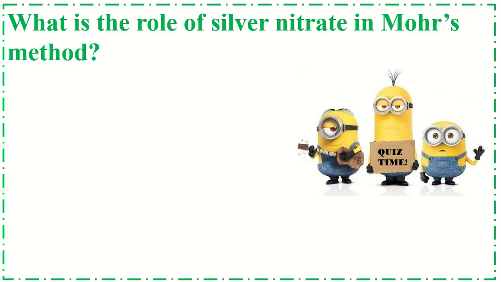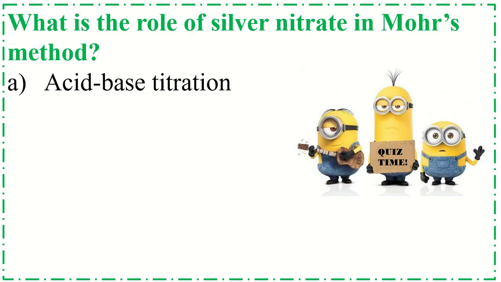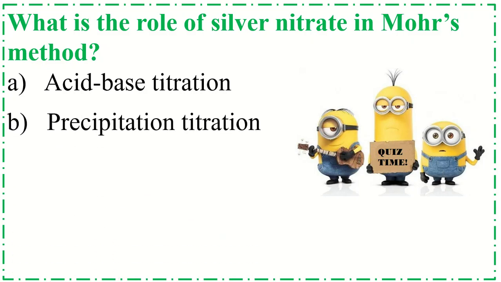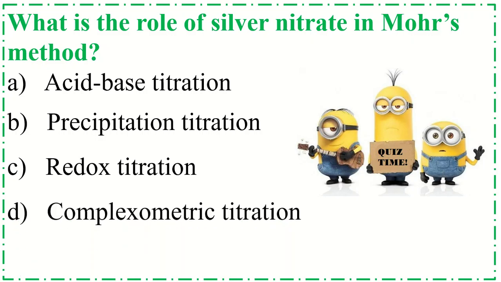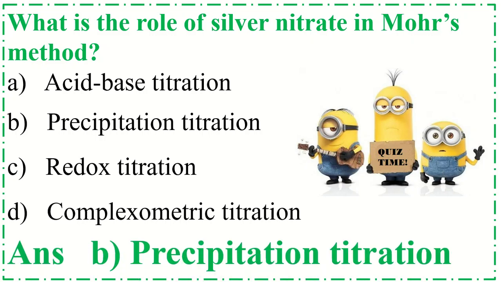What is the role of silver nitrate in Mohr's method? Option A acid-base titration, B precipitation titration, C redox titration, D complexometric titration. Correct option is B precipitation titration.